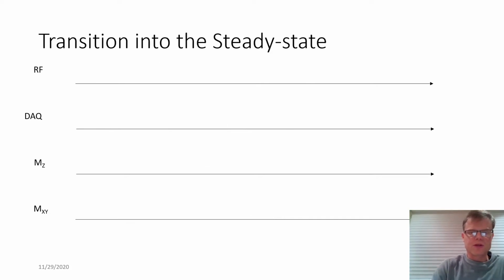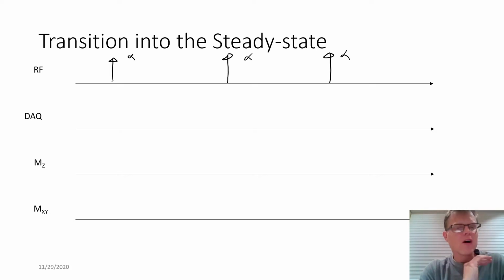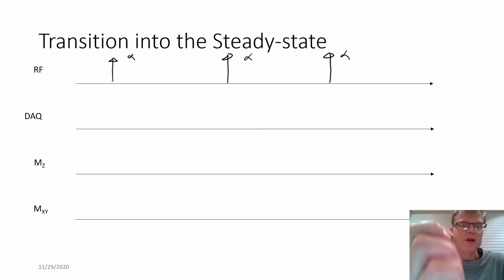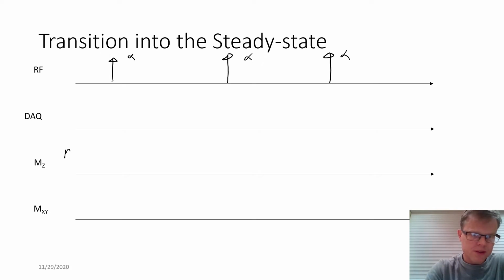Okay, so here we're going to zoom in on the first couple of TRs to figure out how we transition into the steady state. So we have a few of our pulses. I have to draw them a little shorter because they are going to be small flip angles typically, some arbitrary alpha flip. And we're going to start at equilibrium, so that's the net magnetization along the z-axis. We'll get some tip down here, and we'll create some transverse magnetization.